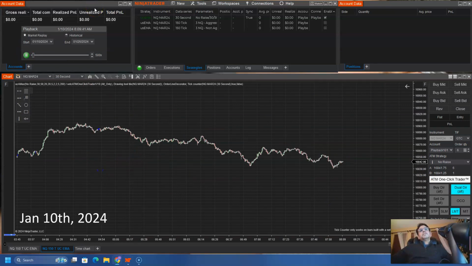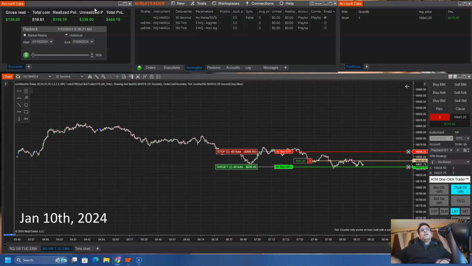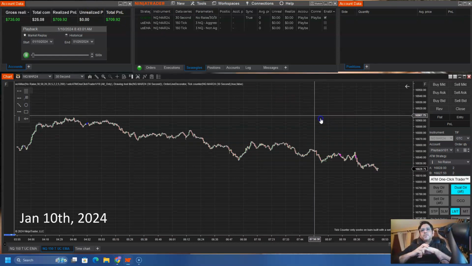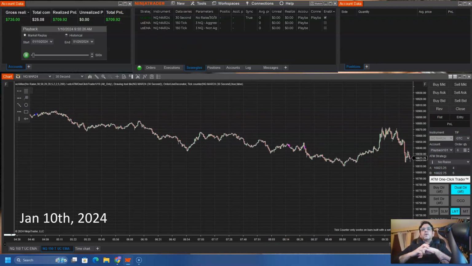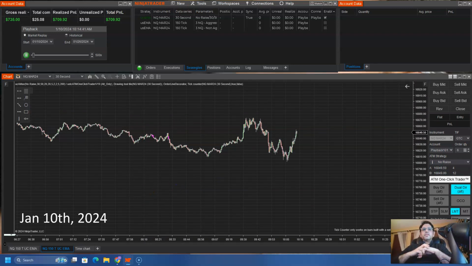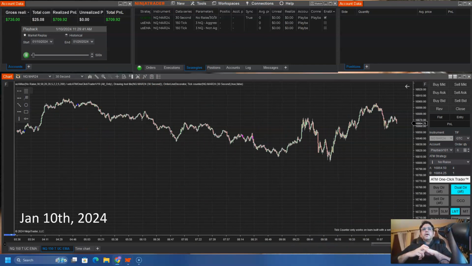So here's the January 10th session starting from 8 a.m. Eastern. You see all those purple bars, those are the shorts. Any blue bars will be the long entries or long setups, right? So we will let it go and see how it goes.